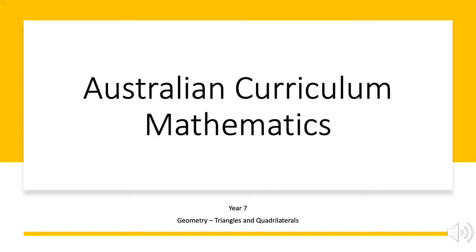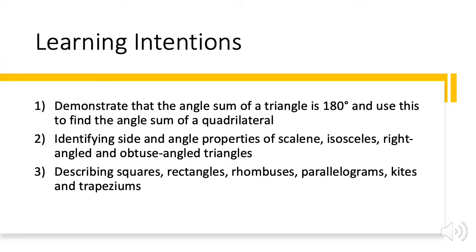In this video, we're going to look at triangles and quadrilaterals in Year 7 Australian Curriculum Mathematics. The learning intentions for this video are demonstrating that the angle sum of a triangle is 180 degrees and use this to identify the angle sum of a quadrilateral.